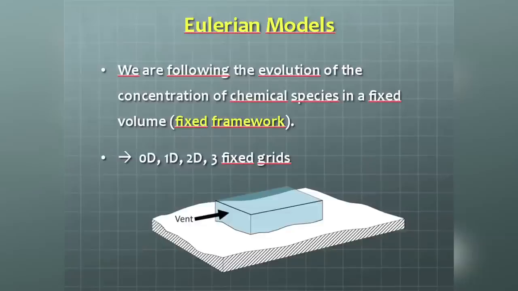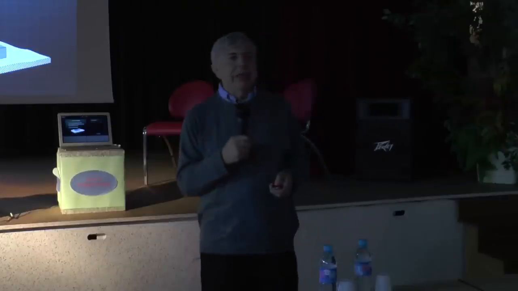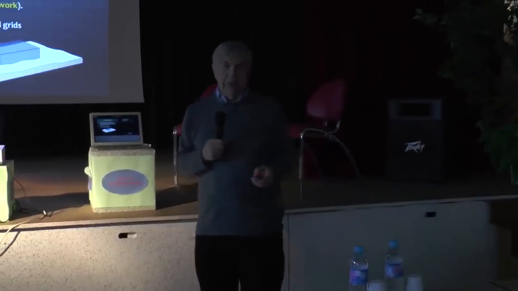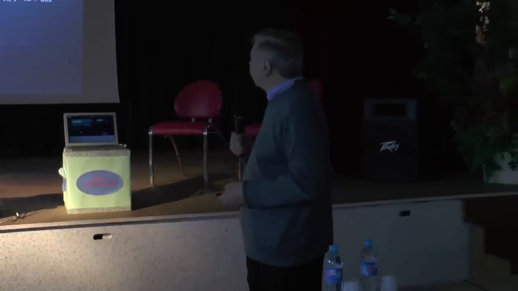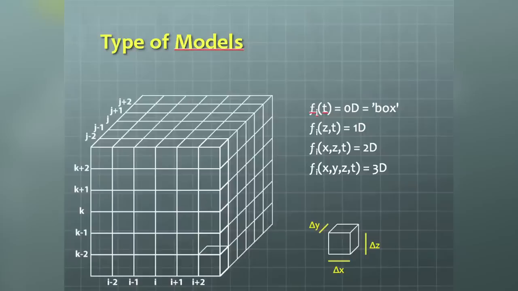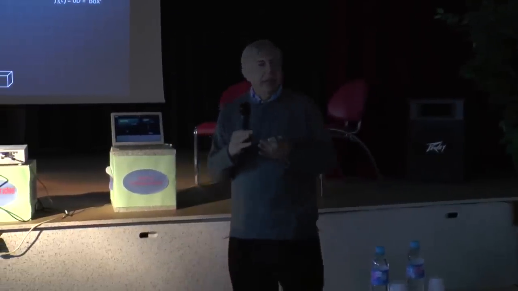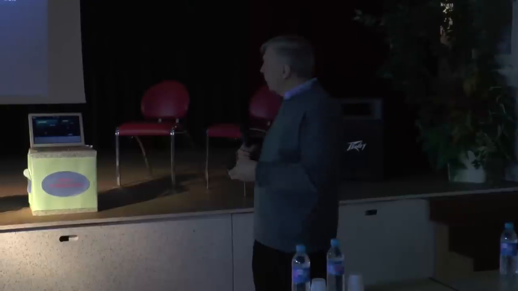And so we do the same thing with the models. We can take a box, like the box that is here. This box is fixed, doesn't move. It's a fixed framework. And then the flow of material goes through this little parcel. That will be an Eulerian model. And so there we have different models that we can think of. We can take a 0D or a box model where essentially what you're going to do is calculate what happens inside this box through the complex photochemical processes that take place, but you will neglect, for example, transport. You will just assume that the box is fixed.